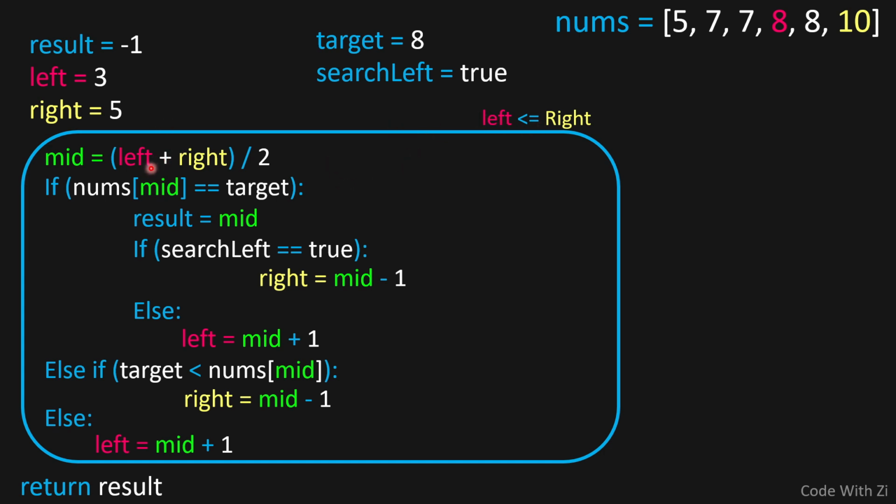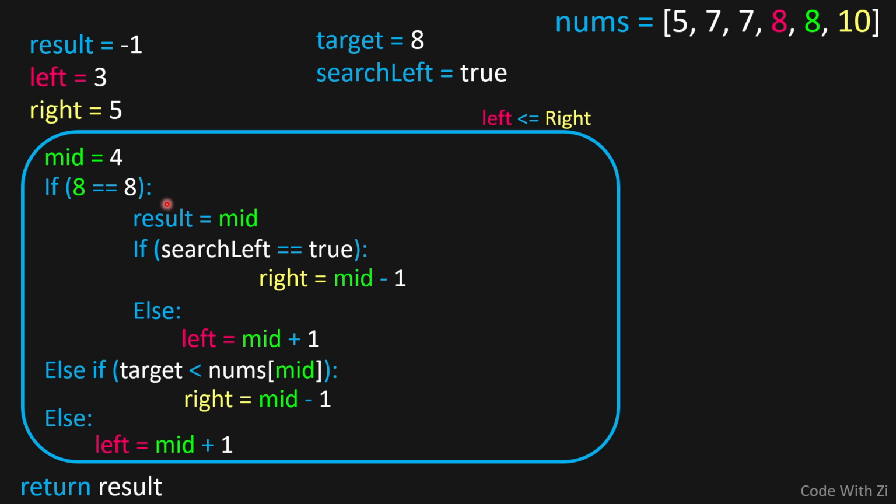Again, we're going to calculate middle, so 3 because left is equal to 3 plus 5 because right is equal to 5. That's going to give us 8. 8 divided by 2, that's going to be 4. So middle is going to be pointing to the number with the index of 4, and that's going to be this number here. And then we're going to ask, is nums of mid, meaning 8, equal to our target? Well, our target is 8, and 8 is equal to 8. So this statement is true, and we're going to enter this if statement.